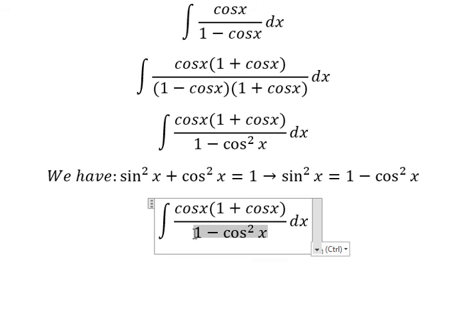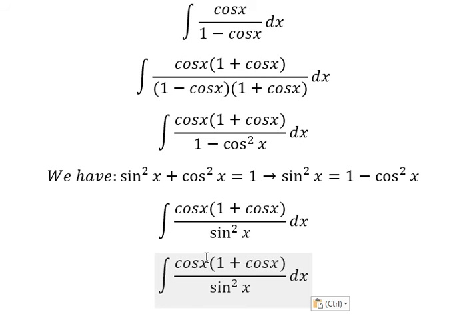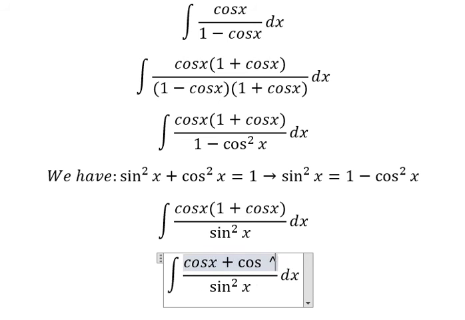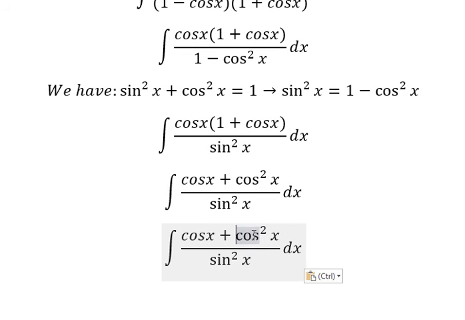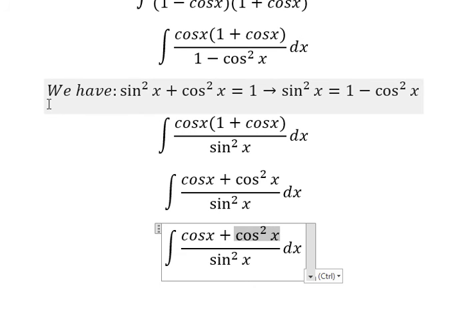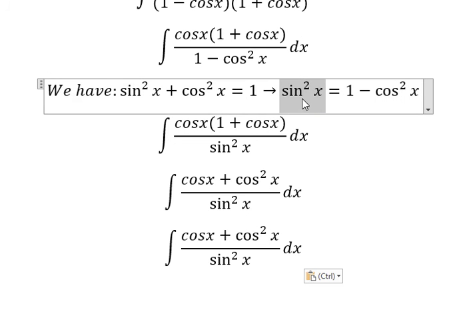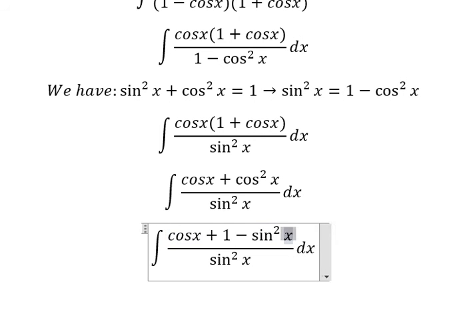This one we change to sine x squared. Cosine x multiplied by number 1 and cosine x. Now we have cosine x squared, so we can apply the same formula in here. But this one we change cosine x squared, this one we change sine x squared. So we have 1 minus sine x squared.